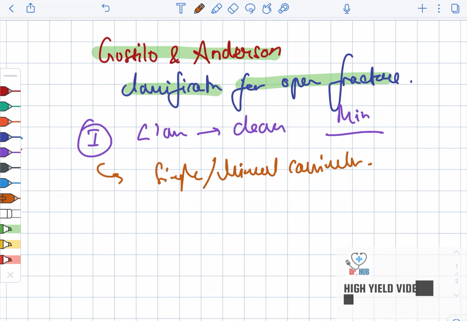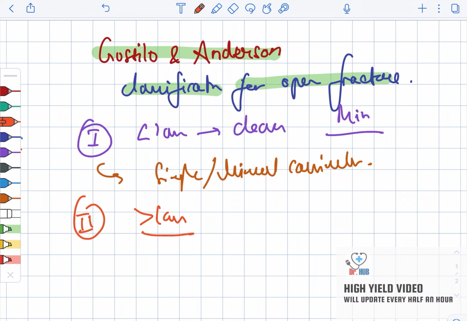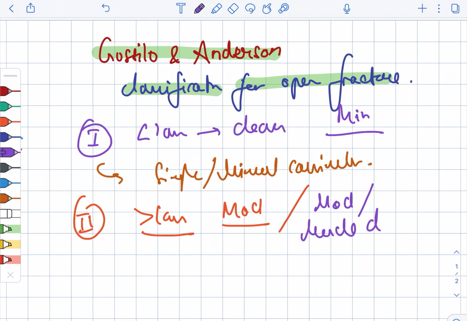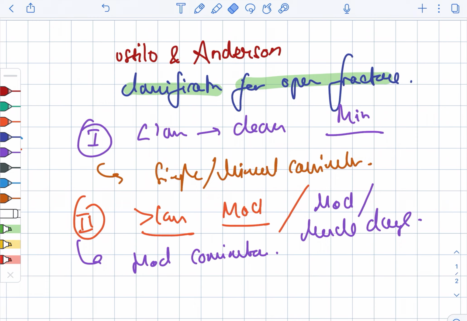comminution. Next, looking at type 2. Type 2 involves greater than 1 centimeter of the wound. Level of contamination is moderate, and the soft tissue injury is also moderate, and they can include certain muscle damage as well. And looking at the bone, there is moderate comminution. Next, looking at type 3.